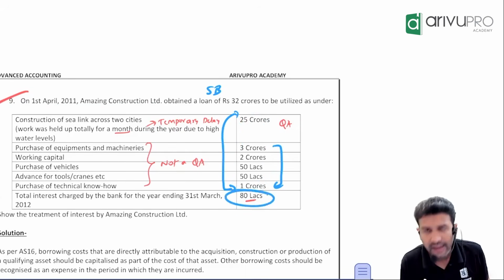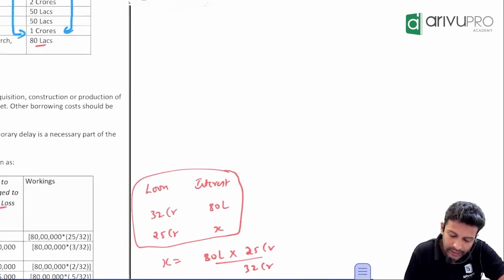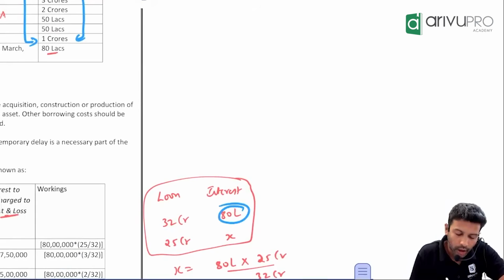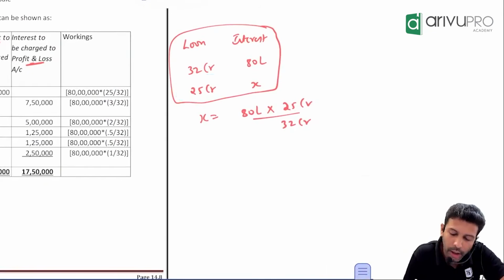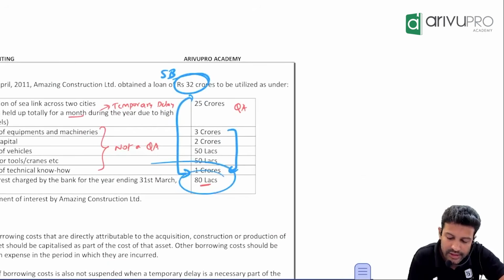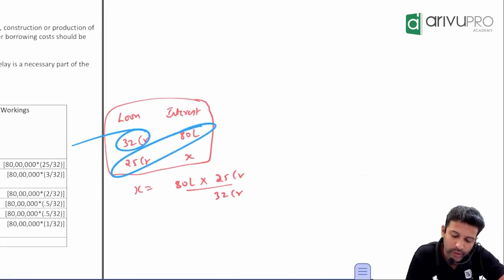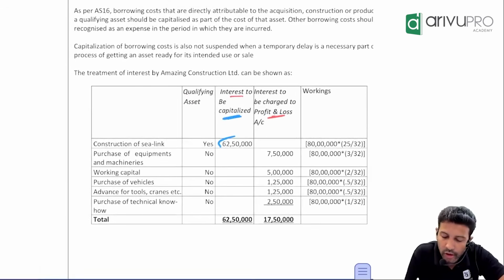Now you just have to proportionate. Sir, is this 80 lakh the interest cost for the 25 crore loan or the total loan? Total. So 80 lakh is the interest cost when the loan amount is 32 crore. How much is the qualifying asset's value? 25 crore. For 25 crore, how much will be the interest? You'll have to proportionate. For 32 crore, if the interest is 80 lakh, for 25 crore, how much is the interest? When you cross multiply, these two you multiply, this one you divide. How much is it? 62 lakh 50,000 borrowing cost, what you will do? Capitalize. Rest everything you will transfer to P&L.